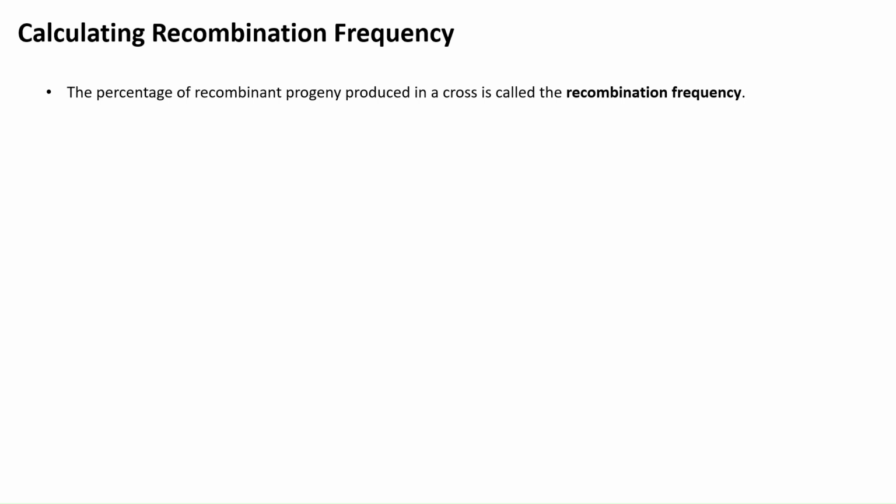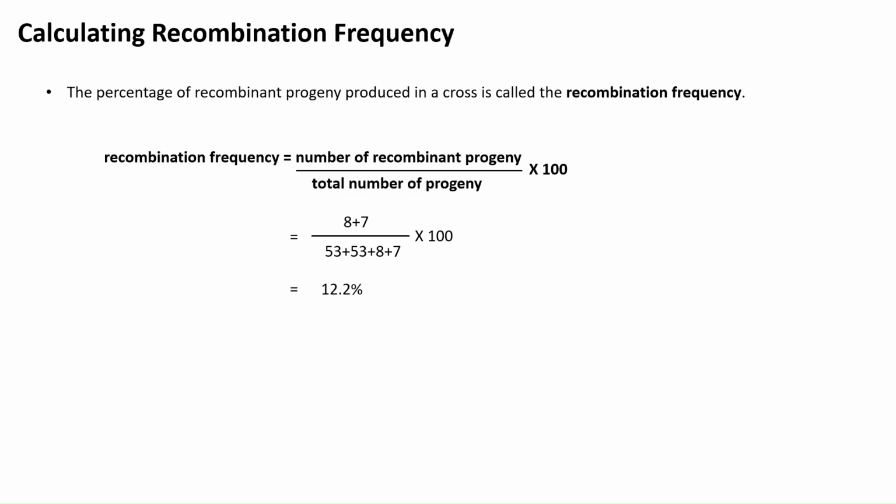What do we mean by recombination frequency? The percentage of recombinant progeny produced in a cross. That is called recombination frequency. The formula is number of recombinant progeny divided by total number of progeny, times 100. I asked you to remember the numbers 53 for non-recombinants, 8 and 7 for recombinants. So number of recombinant progeny is 8 plus 7. Total number of progeny is 53 plus 53 plus 8 plus 7, times 100. That is 12.2%. So the recombination frequency for this example is 12.2%.